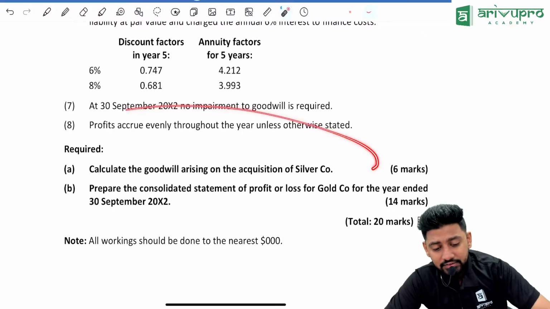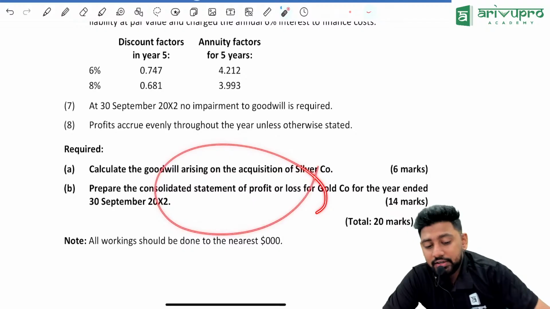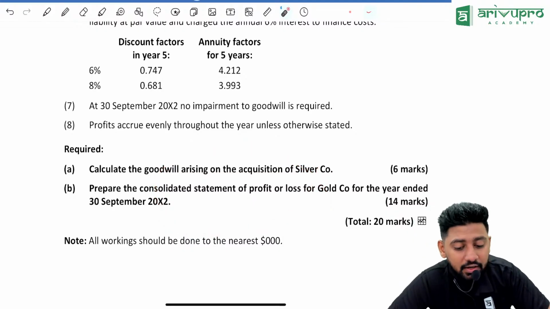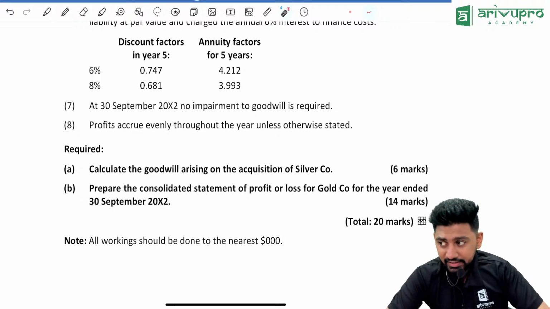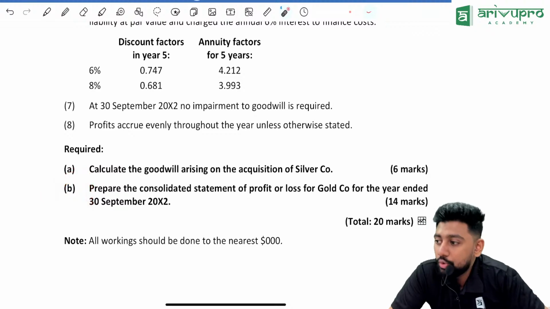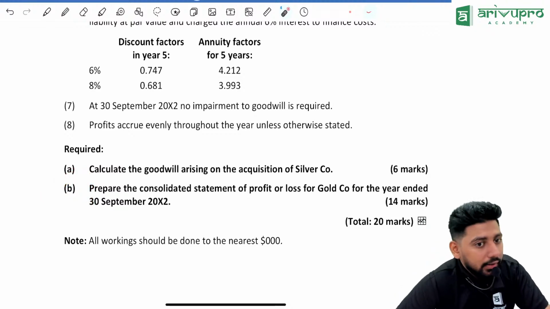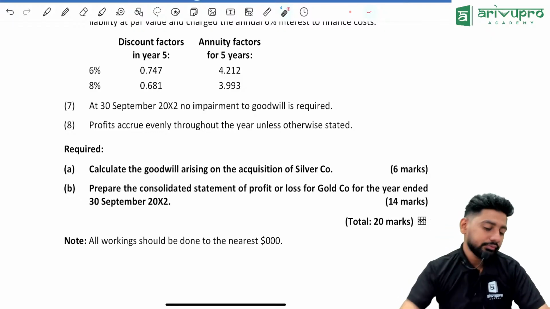So to make sure that we have covered everything, let's tap this also. Calculate the goodwill arising on acquisition of Silver Co. And number 2, prepare the consolidated statement of P&L for Gold Co. for the year ended 30th September 2012. Okay, now the thing is, guys, when you get a requirement like this, I want you to start off with part B first and then do part A. Don't do part A first. Do part B first and then let's do part A. Okay? Right.